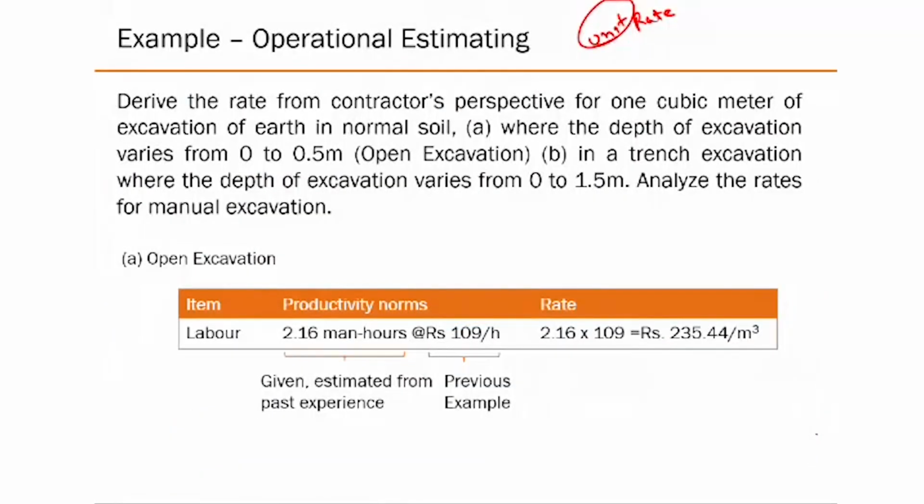Now using these, I just wanted to show you how some of the other things you can do, and we'll go through one comprehensive example today, right? So here you see: derive the rate from a contractor's perspective for 1 cubic meter of excavation of earth in normal soil, where the depth of excavation varies from 0 to 1.5 meters. This is an open excavation or a trench excavation. So for excavation, what is the main cost you expect?